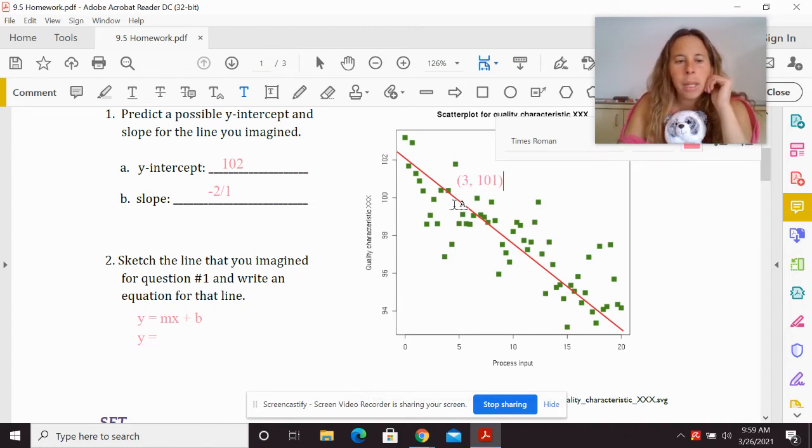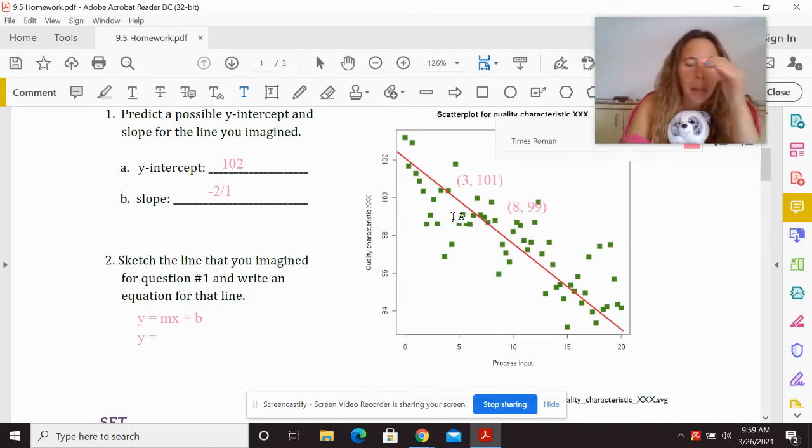We're going to be estimating here. That's another point that I go through pretty well. Probably about 7 or 8. Call it 8. So then I'm going to do this point: 8 and like 99, because I don't want to deal with fractions. Okay, so I found 2 points on my line.